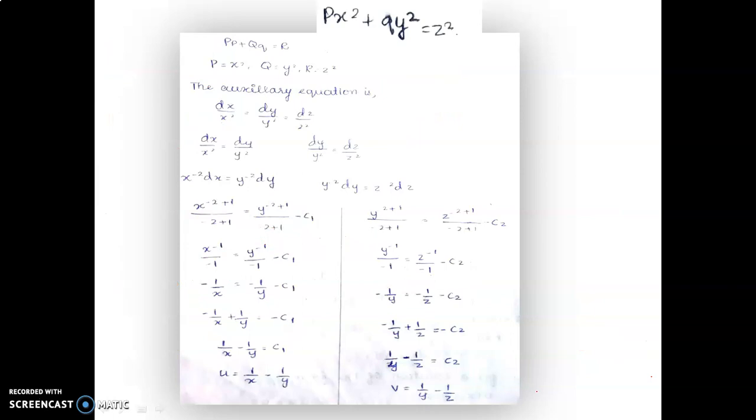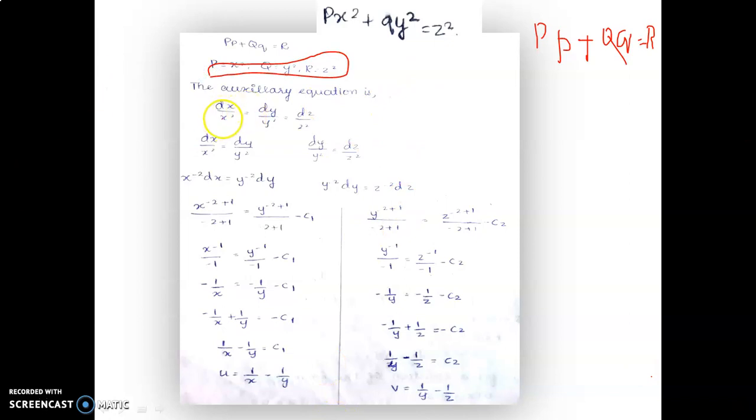Let us go for the second one: P x square plus q y square equal to z square. This is the second sum. In order to solve this sum, let us take capital P small p plus capital Q small q equal to capital R. This is the subsidiary equation. We know that capital P is equal to x square, capital Q equal to y square, and capital R equal to z square.